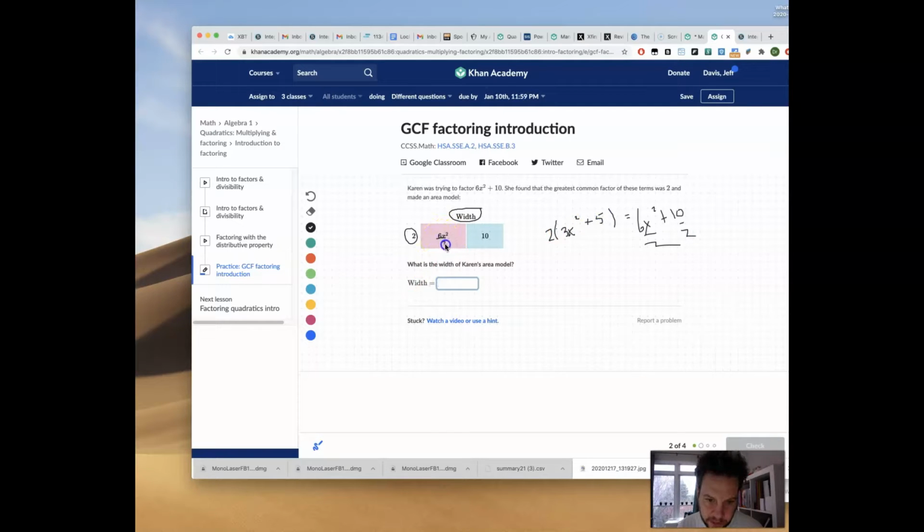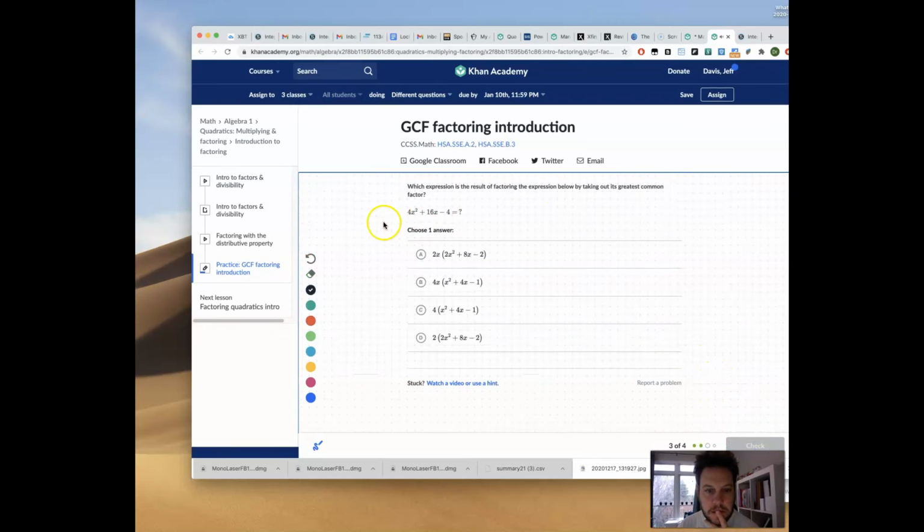Same thing here. If you want to do 6x squared divided by 2, that will tell you the top piece of this little pink part is 3x squared. And then you want to do 10 divided by 2. And again, where am I getting the 2 from? Because of that. Give me 5. There's my 3x squared plus 5. Either way you want to get to it. All right.